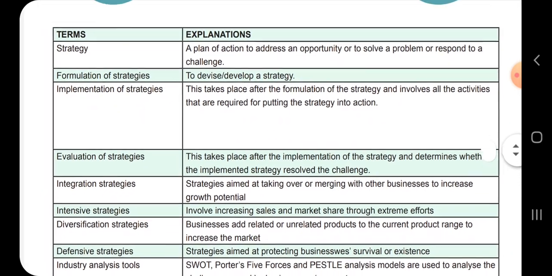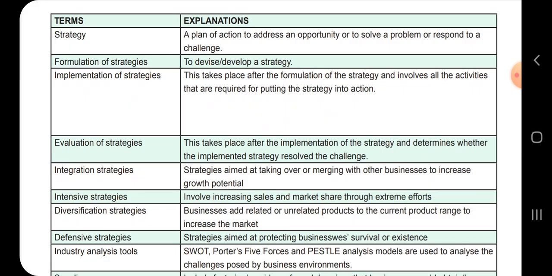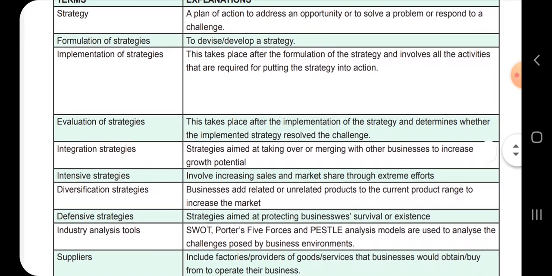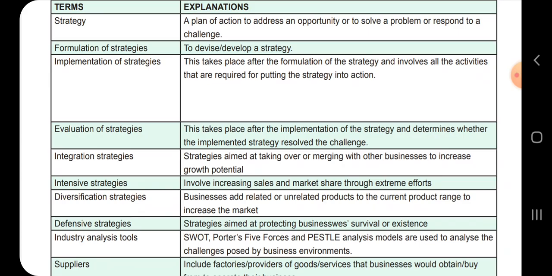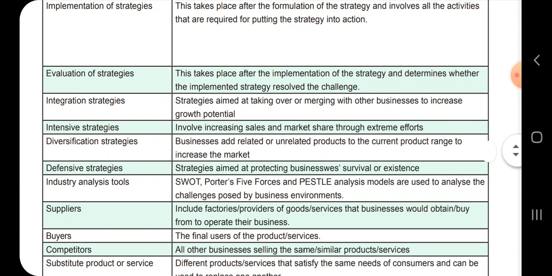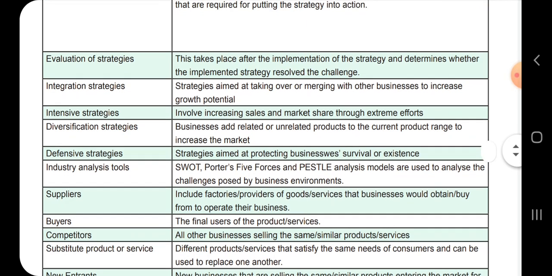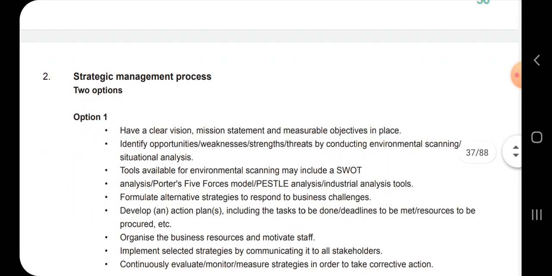So the terminologies that you need to know in business strategies, you have to know what is a strategy. A strategy is a plan of action to address an opportunity or to solve a problem or respond to a challenge. So that is a strategy. You have to know all the terms there. They will help you to answer true or false questions, name one word, and so forth. You will be able to answer section A type questions. You are in grade 12, you know section A questions. So those are the terminologies you're supposed to know.